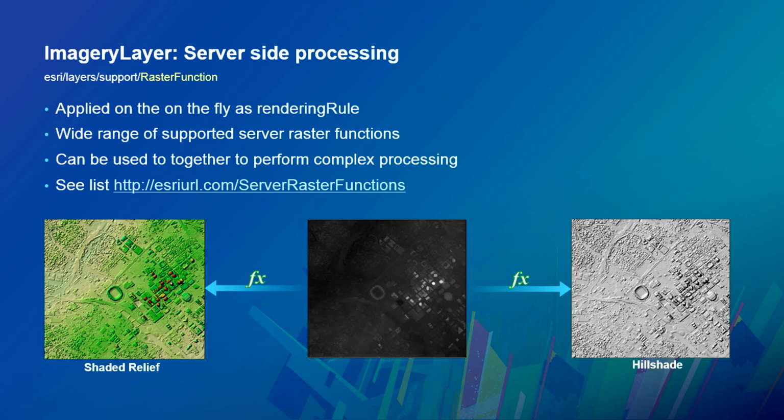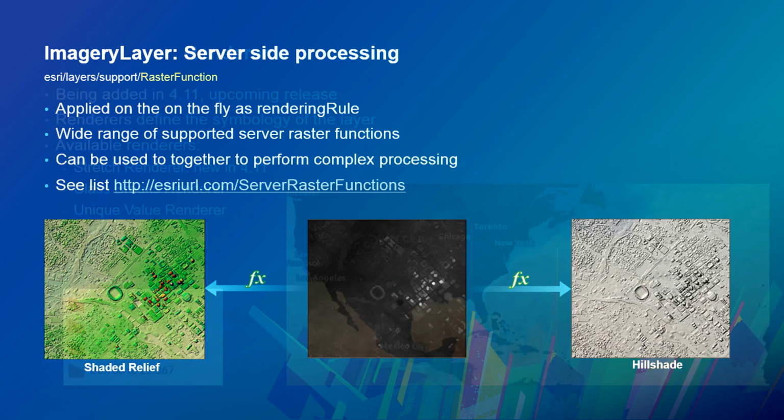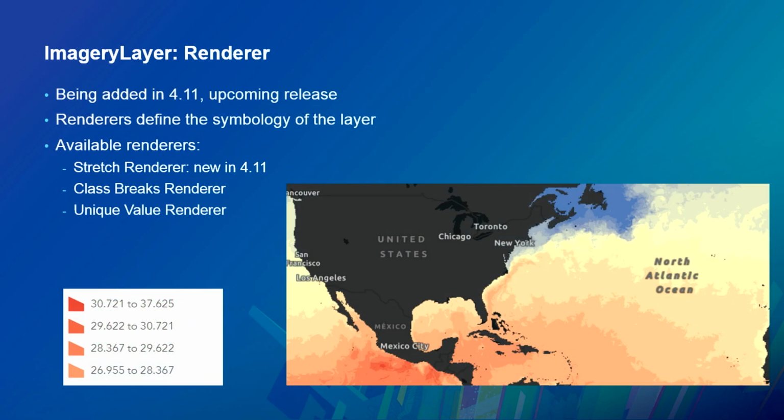There are lots of raster functions that are supported just by the server. And these can all be chained together and used together to create a processing chain to be able to work with your imagery. At the upcoming release version of the API at 4.11, that's later this month, we also have support for three renderers in the imagery layer. And the stretch renderer is a new renderer that we are adding specifically for imagery layers.